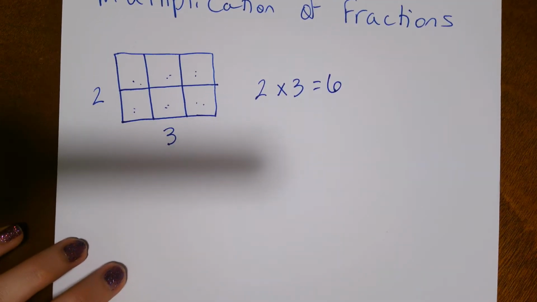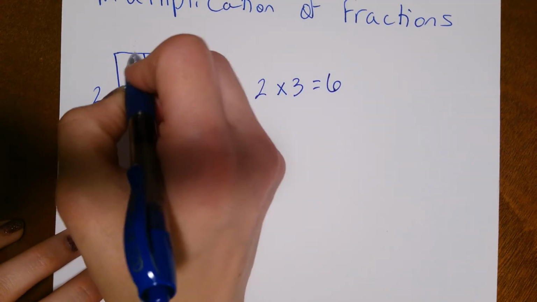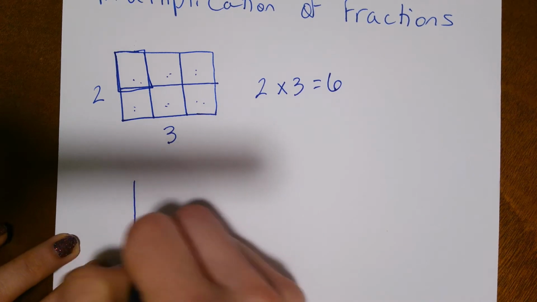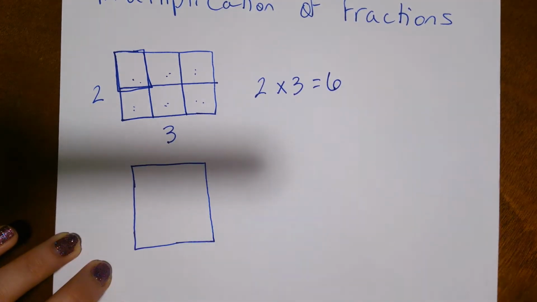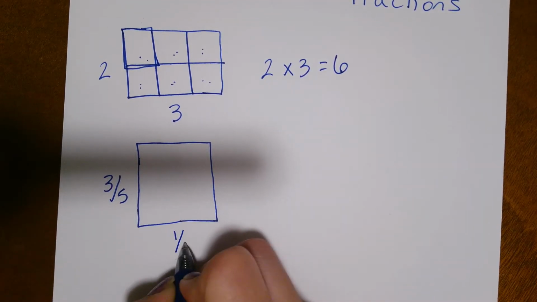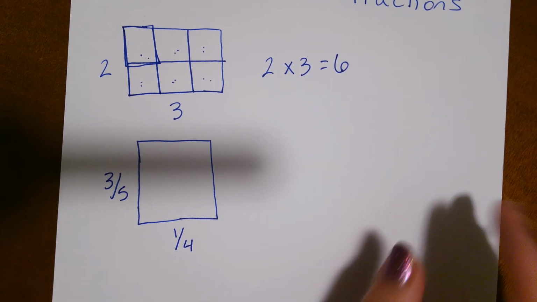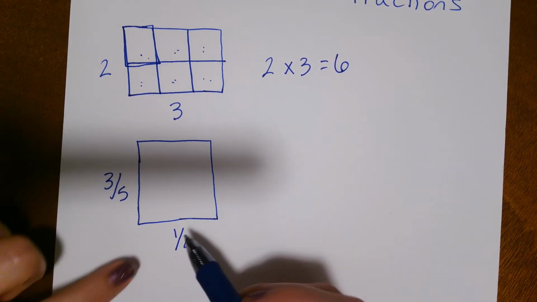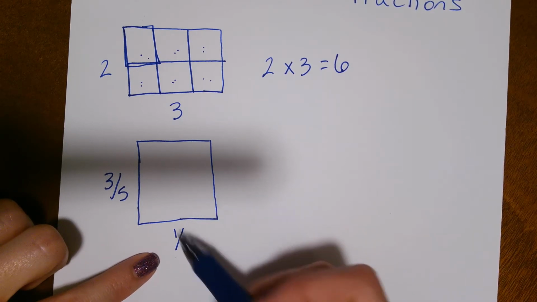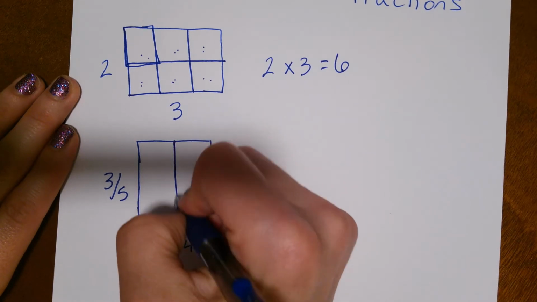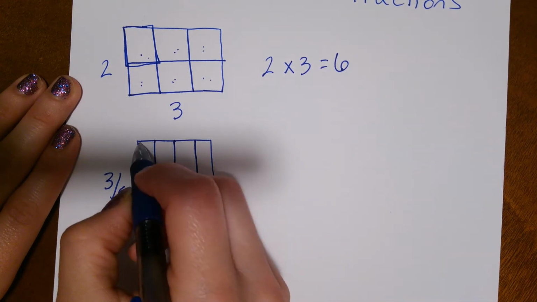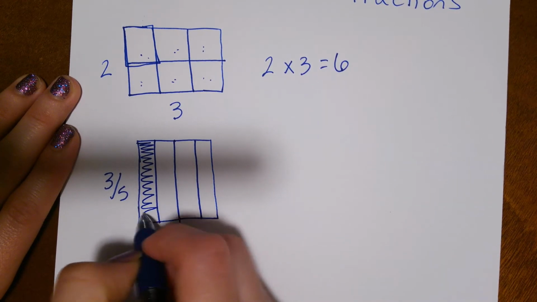We can translate this into fractions as well. Let's say that we take just one of these unit rectangles right here. So there's my unit. Let's say that this side is 3/5 and this side is 1/4. So we know by definition of our fractions, this side being 1/4, that means we're breaking the unit into 4 pieces, and I'm just going to take one of them. So let's break it horizontally into 4 pieces, and I'm just going to take one of them. So I'm going to take this one right here.